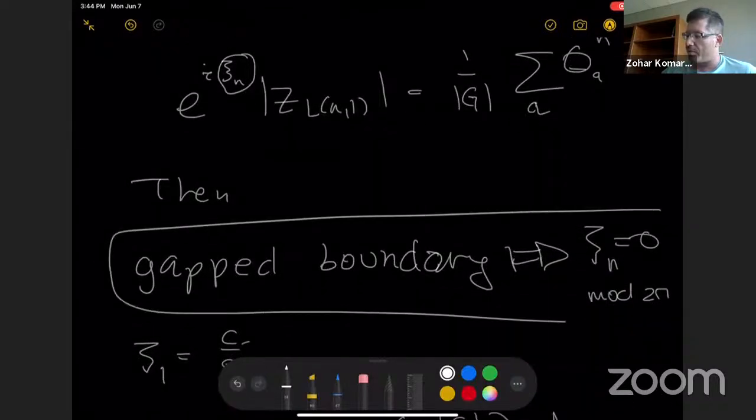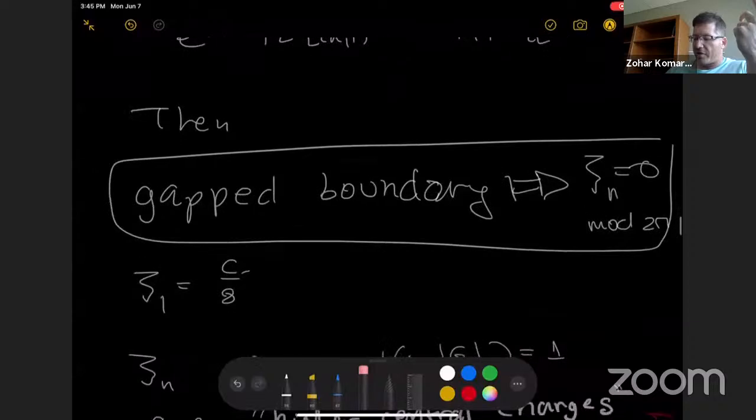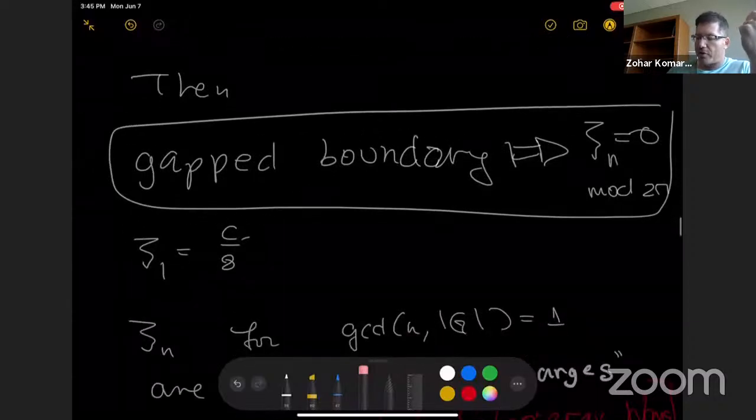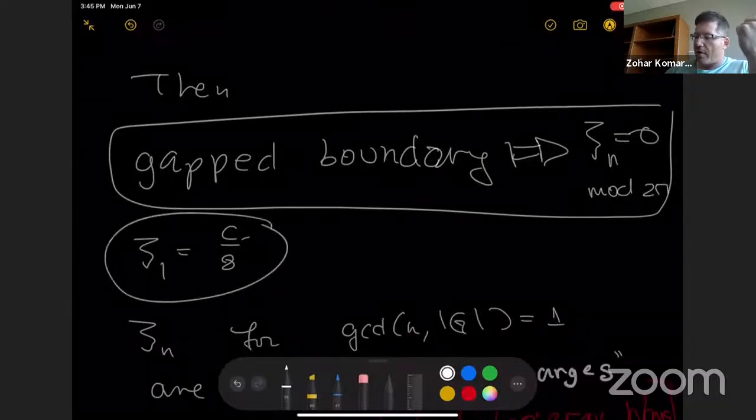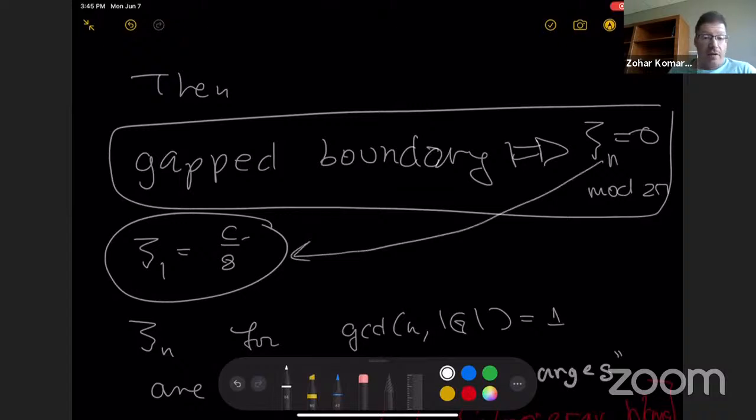So this is the theorem, that a gapped boundary means that all these phases must vanish mod 2 pi. Or in other words, the said partition functions must be positive. And I think the notion of higher central charges is good because the case of n equals 1 is just the ordinary chiral central charge mod 8. So a particular example of this is the vanishing of the chiral central charge that I mentioned before, mod 8.